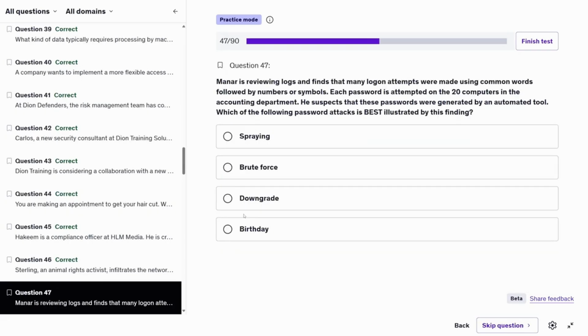Manar is reviewing logs and finds that many logon attempts were made using common words followed by numbers or symbols. Each password is attempted on the 20 computers in the accounting department. He suspects that these passwords were generated by an automated tool. Which of the following password attacks is best illustrated by this finding? The correct answer is spraying.